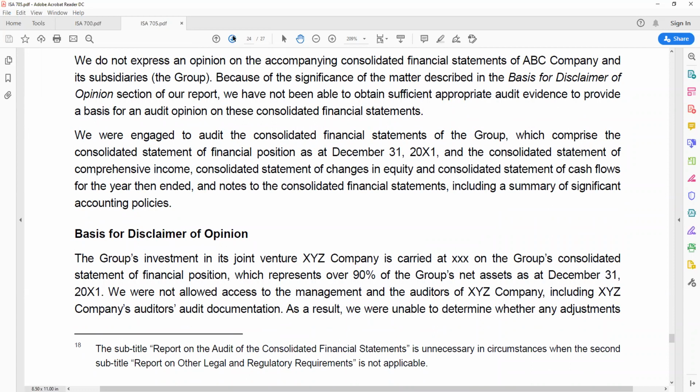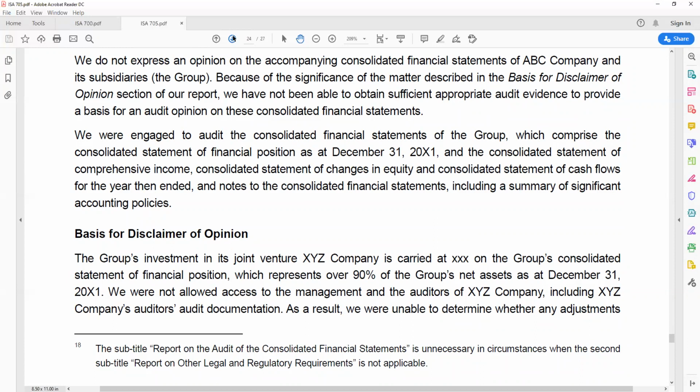The group's investment in its joint venture, X company, is carried at X on the group's consolidated statement of financial position, which represents over 90% of the group's net assets. So this is a group company. It has made investments in subsidiaries, and that joint venture represents 90% of the company's total assets.